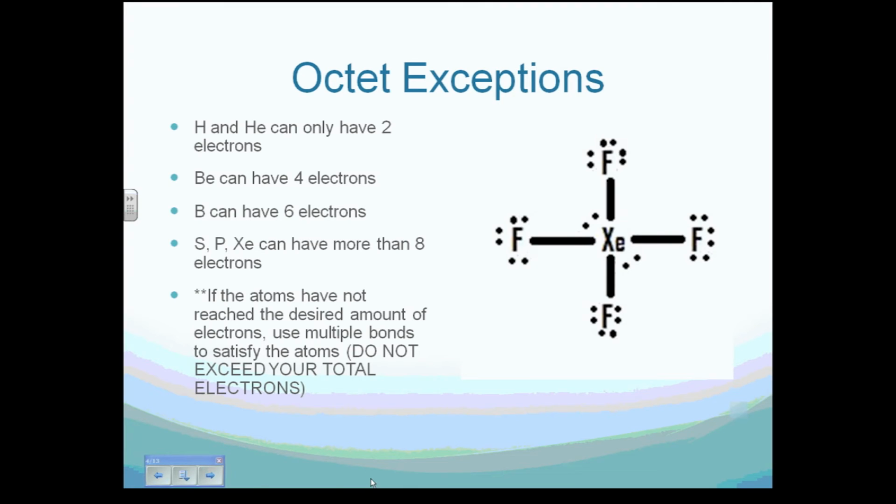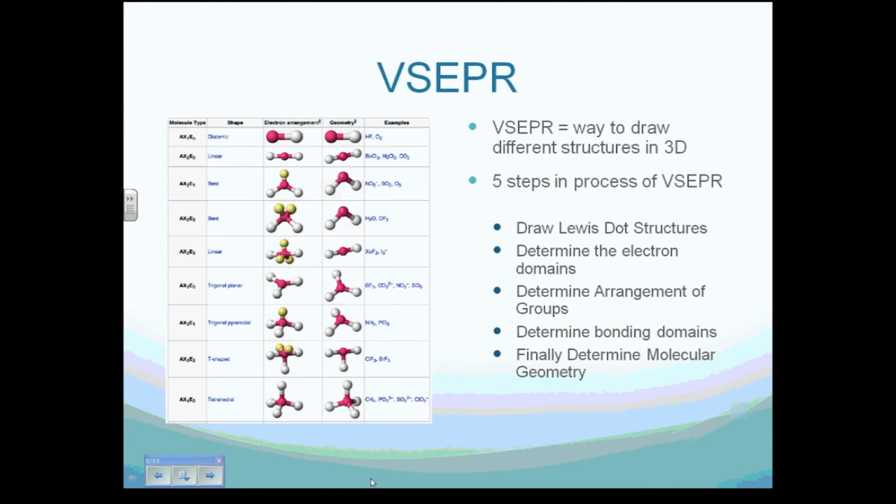Now that Lewis dot is out of the way, we can move on to VSEPR, which stands for valence shell electron pair repulsion, and it is basically how to draw the different structures in 3-dimensional space. To draw the VSEPR for a molecule, you have to first draw the Lewis dots like we have shown. After, you must determine the electron domains, which is how many bonds there are between the center atom and all other atoms in the compound. Then you should determine the arrangement of groups, which is determined by electron domains. After this, you should determine the bonding domains and the molecular shape.